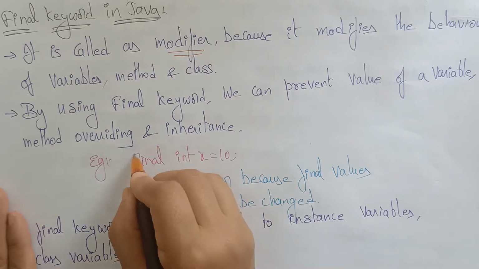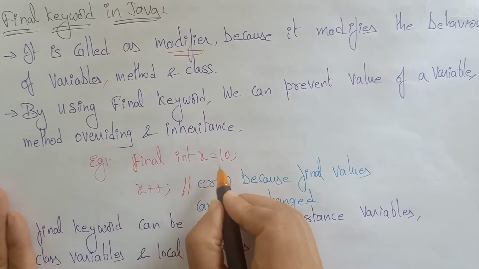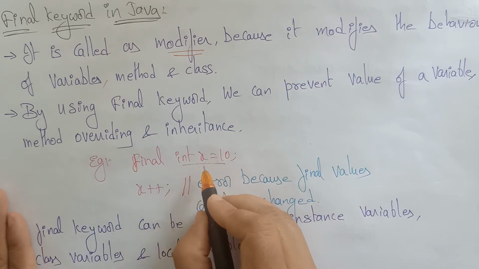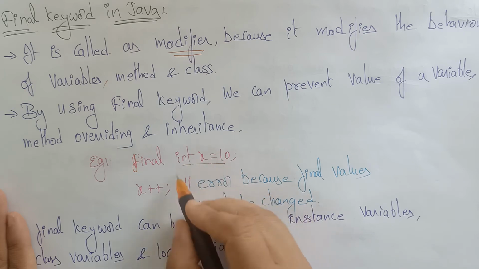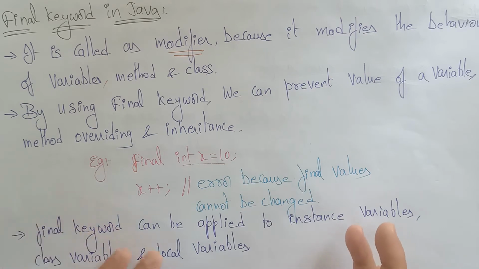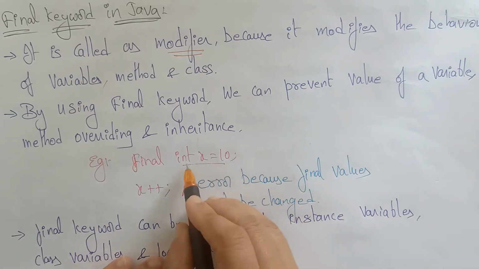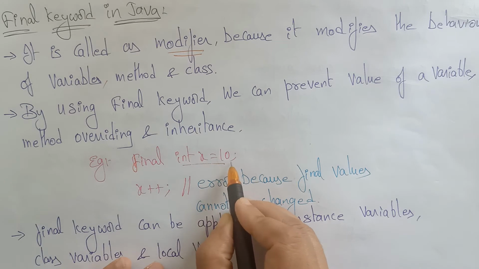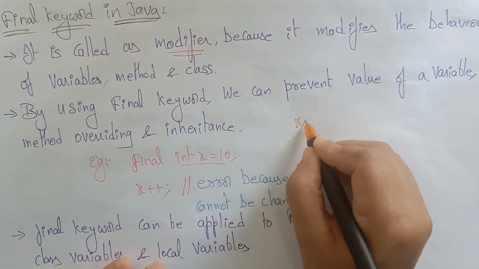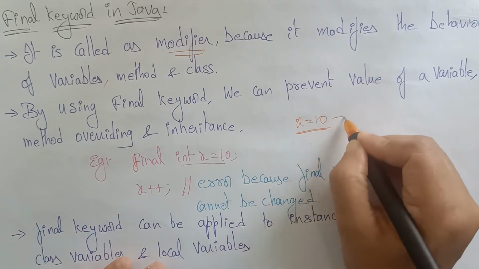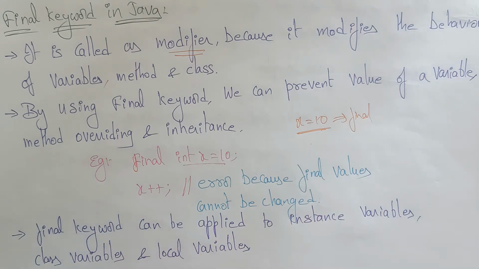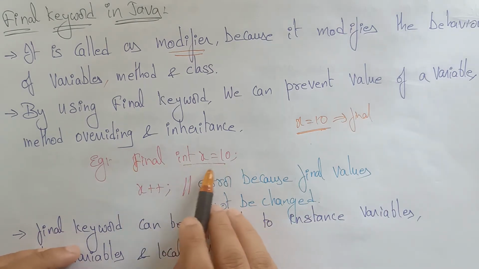Final, with f as a small letter. Final int x is equal to 10. If you keep it inside a class, it is an instance variable. If it is inside a method, then it is just a local variable with initialization. Suppose int x is equal to 10. If we keep it as final, then we can't change the value. It is fixed.